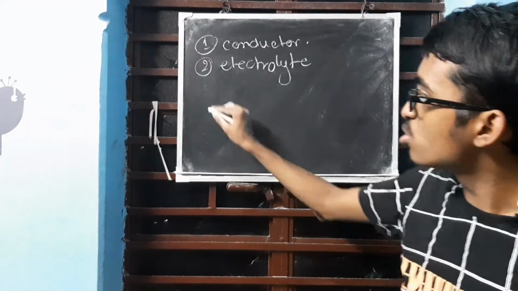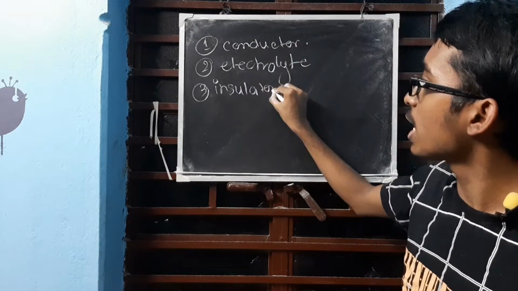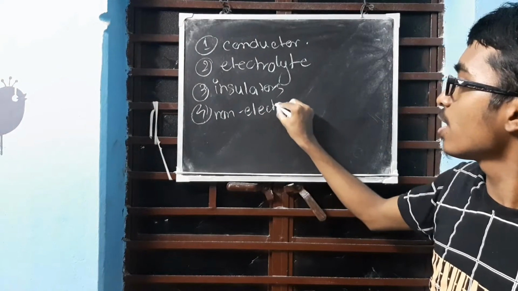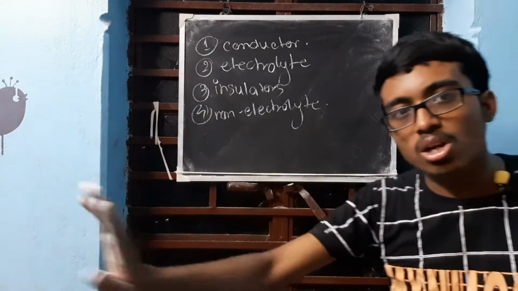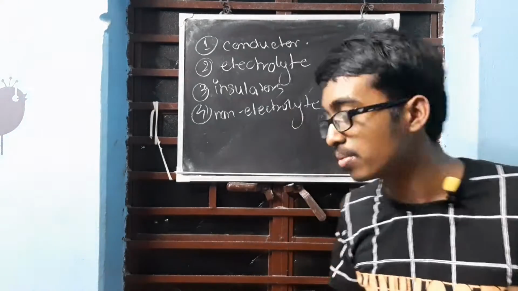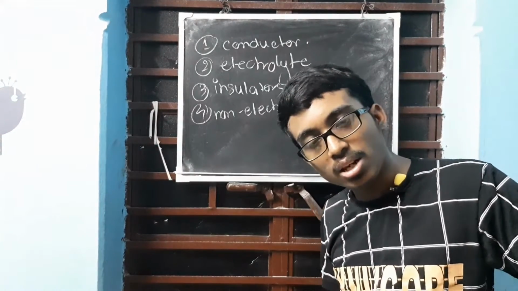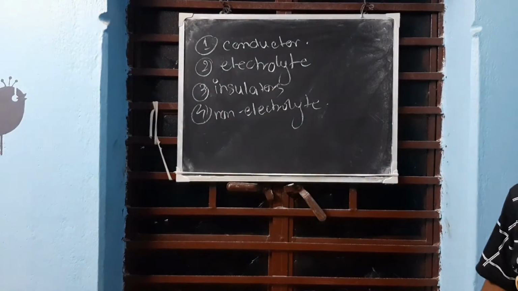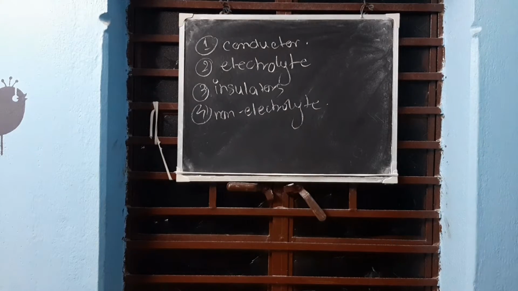Then come 2 more terms: insulator or non-conductor, same thing, and number 4 is non-electrolyte. Insulators do not conduct electricity in solid state, liquid state, gaseous state, whatever state it be. Non-electrolyte does not conduct electricity in liquid state, molten state, aqueous state, or fused state. In solid state it will not conduct either. Okay, clear? So these are what you need to remember.